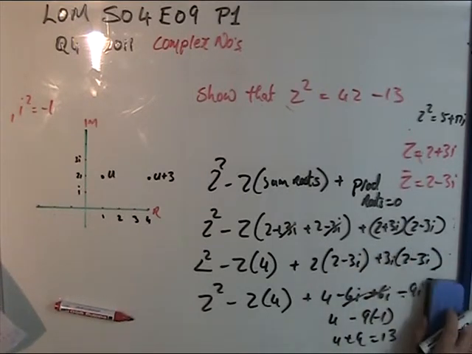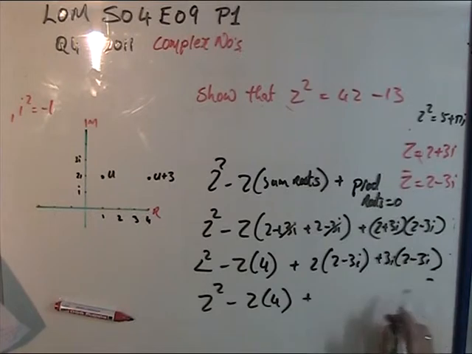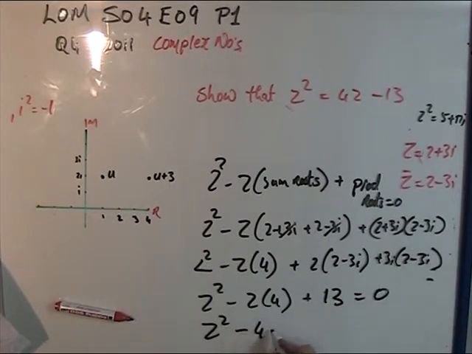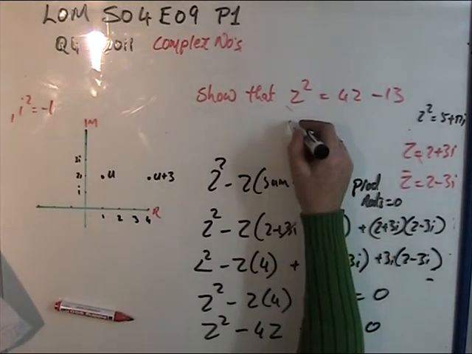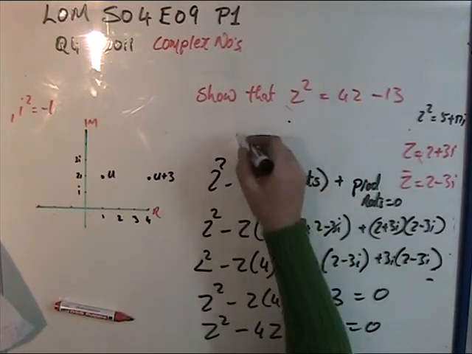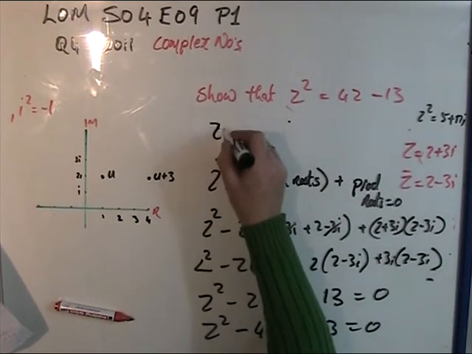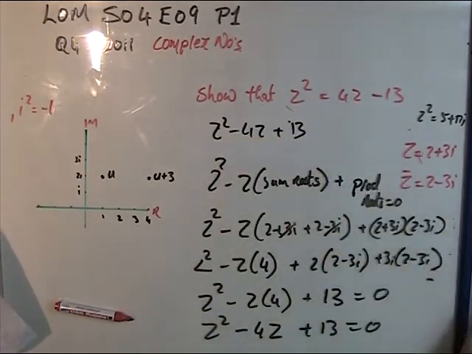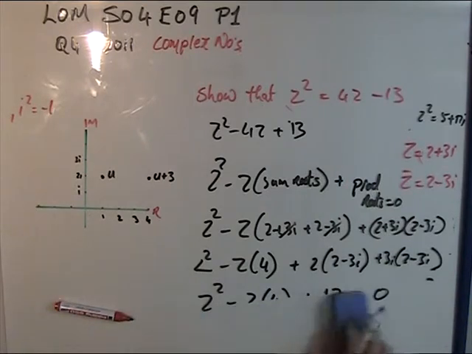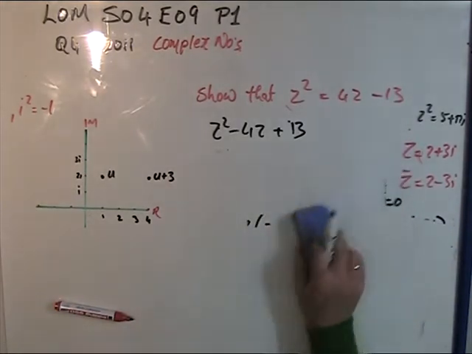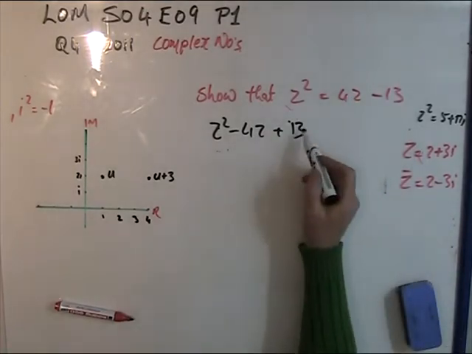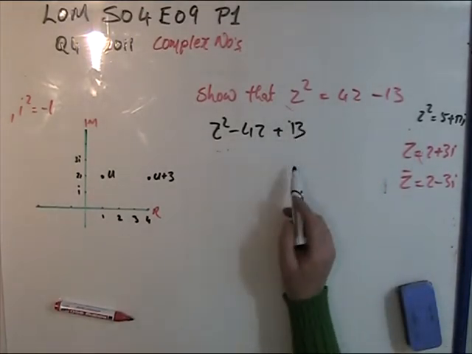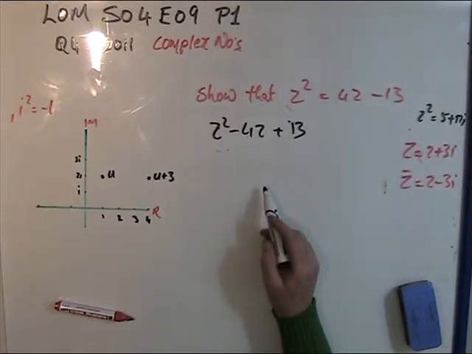So we add it up and we put in plus 13 is equal to 0. So it becomes z squared minus 4 times z plus 13 is equal to 0. Let's have a look at it here. So the answer is up here, z squared minus 4z plus 13. You can see that when you manipulate the top formula, if you bring the 4z across, it becomes minus 4z, and if you bring across the minus 13, it becomes plus 13.